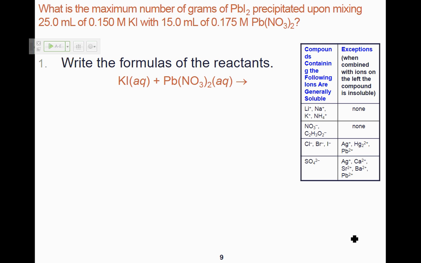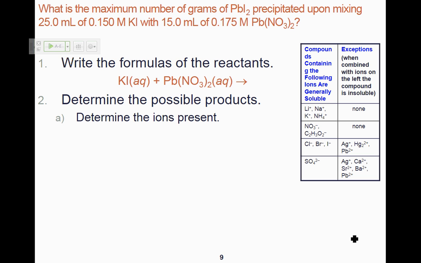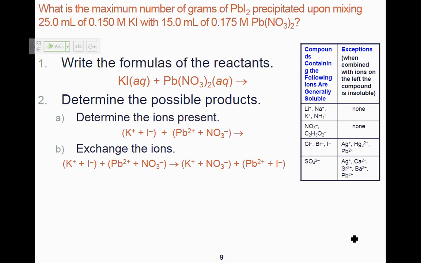We'll take our reactants, our starting material, and break them up into ions. Here we go. And remember, I'm going to upload all this, so if you can't write what I'm saying really quickly, that's fine. This will be uploaded later on. So make sure you're just following along with what I'm doing, because this will be on Moodle. So we have our ions. Now we can exchange our ions.